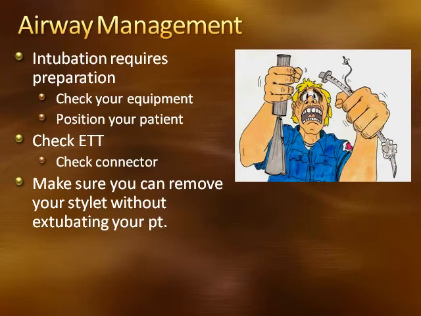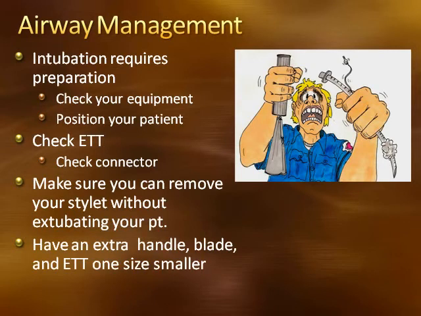The desired blade is locked onto the laryngoscope handle and the bulb or light source is tested. An extra handle, blade, and endotracheal tube one size smaller should be immediately available. A functioning suction unit is needed to clear the airway in case of unsuspected secretions, blood, or emesis.